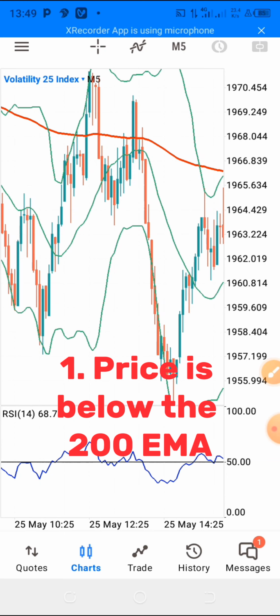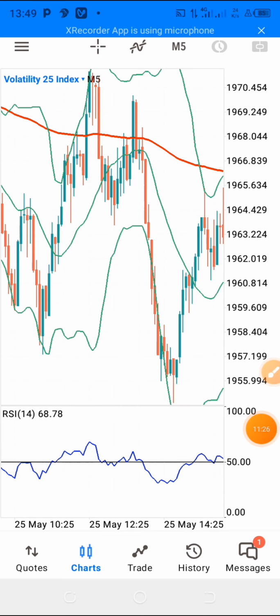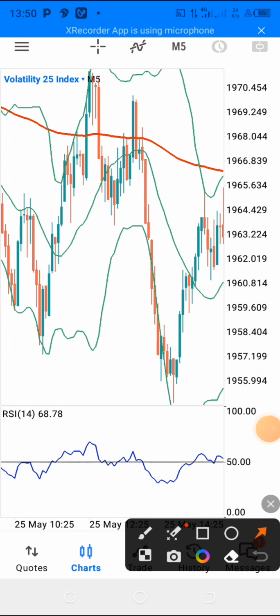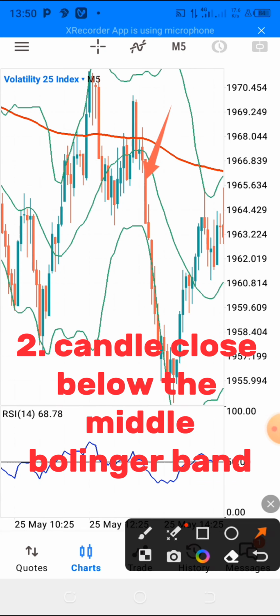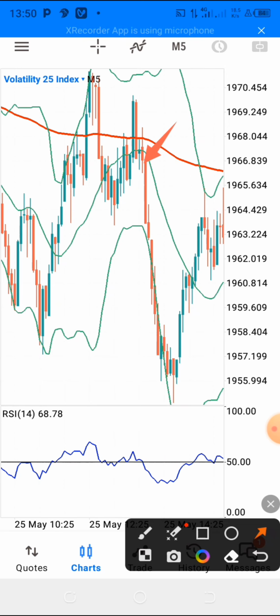So we can see that we have a candle here. This is the candle that is breaking, and it closed below the what? The moving average. Price is below the 200 exponential moving average, and we have a candle that is crossing the middle Bollinger Band. This middle line, price is closing below that middle line.